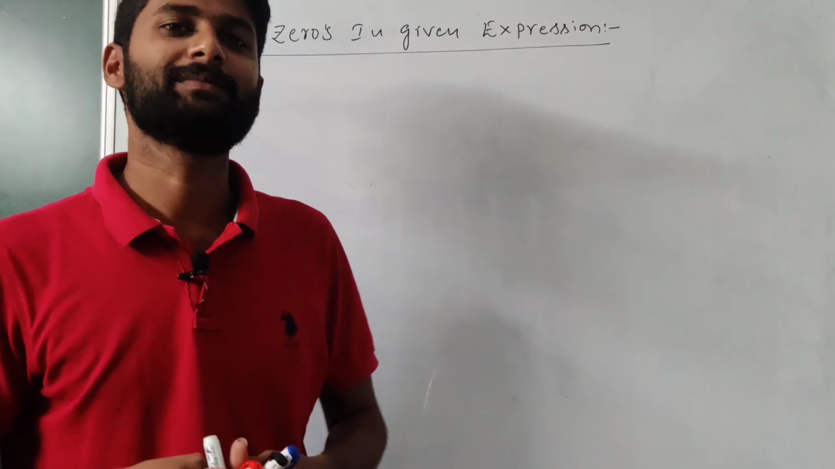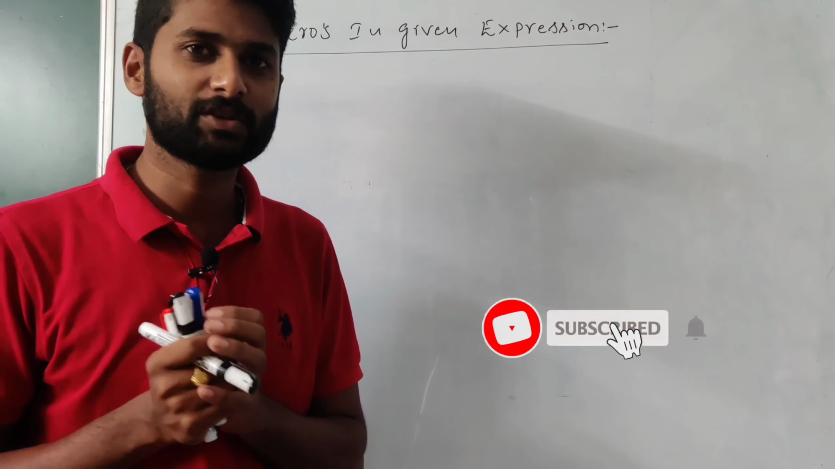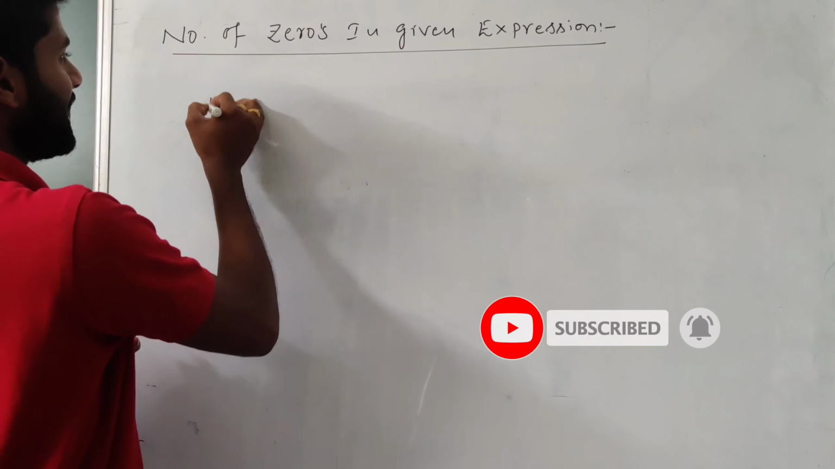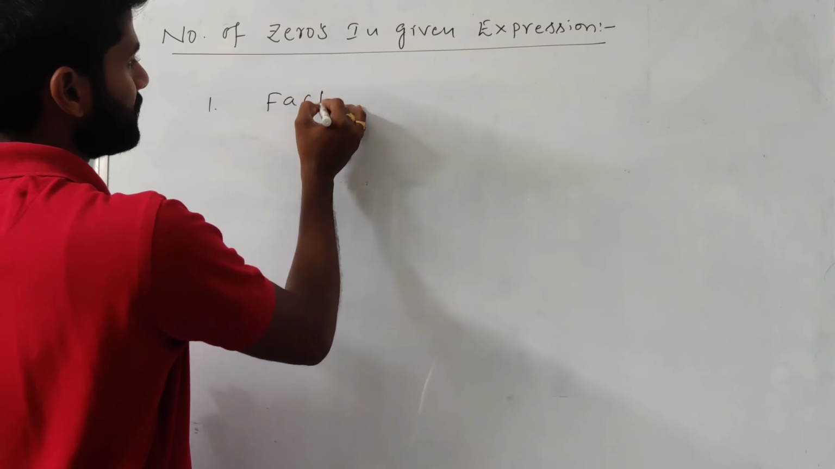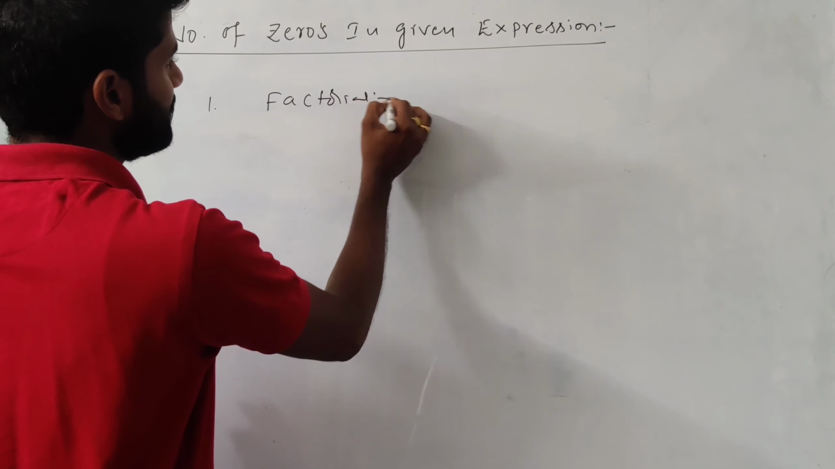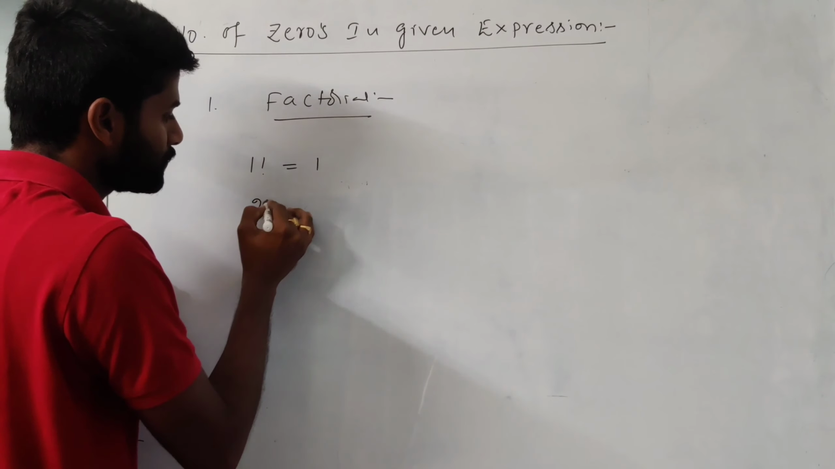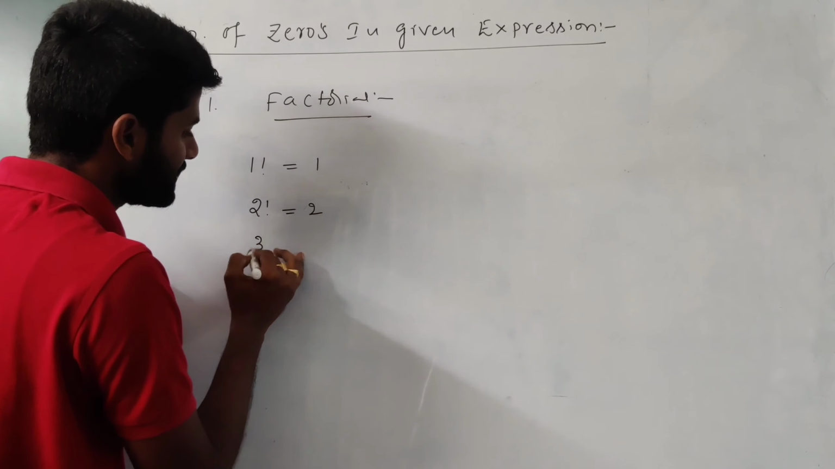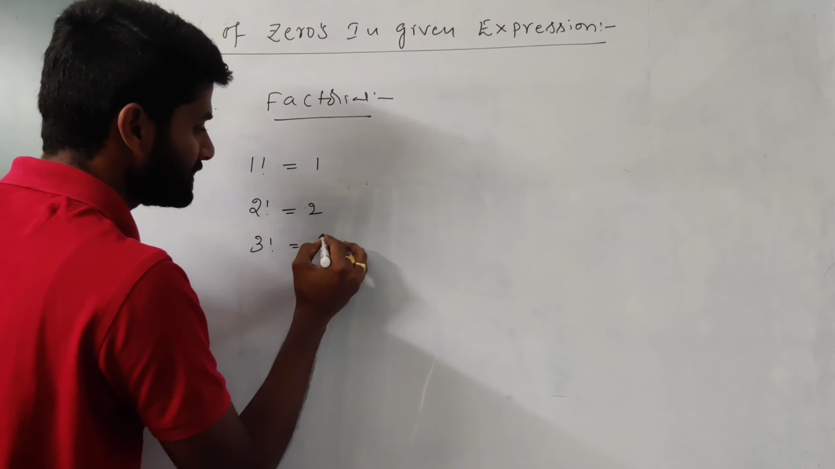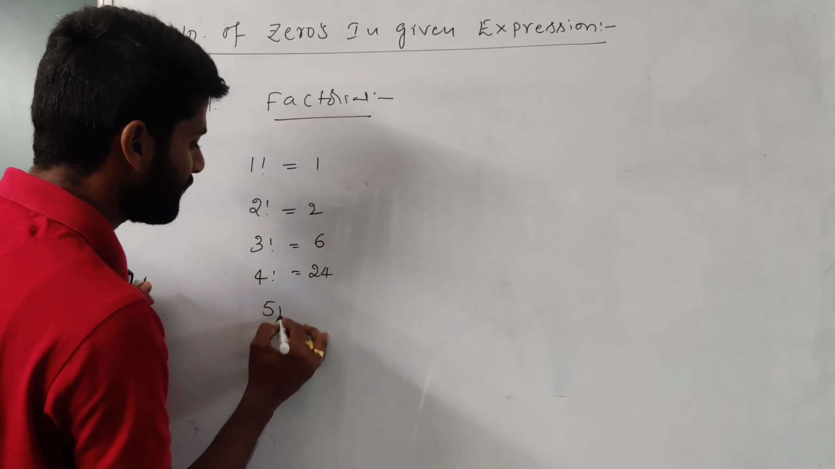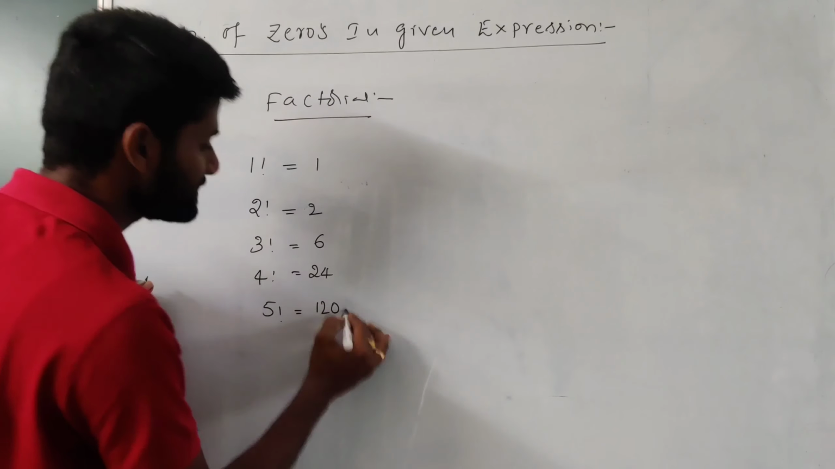The next concept in number system: finding the number of zeros in any expression. First I will start with factorials. We know that 1 factorial is equal to 1, 2 factorial is equal to 2, 3 factorial is equal to 6, 4 factorial is equal to 24. In 5 factorial, we get the result ending in 0.